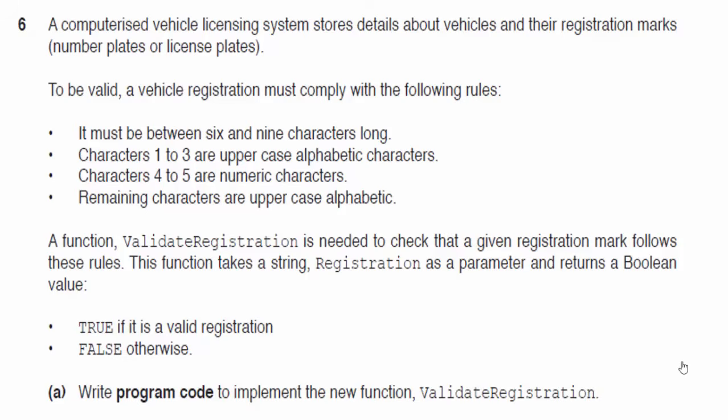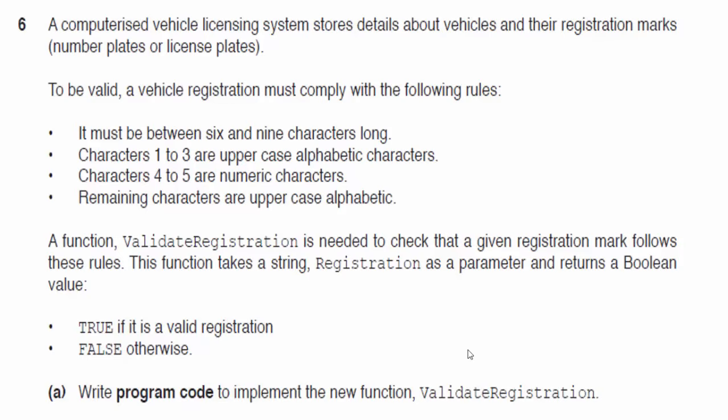Returns a Boolean value, we also need to know that. So we have enough information to write our function header. It tells us true if it's a valid registration, false otherwise. Well, that's a good choice. I don't know what else it would be. Write program code to implement the new function validate registration.